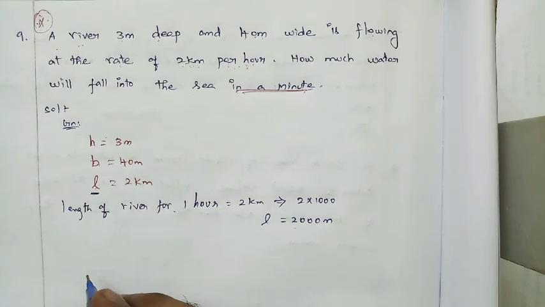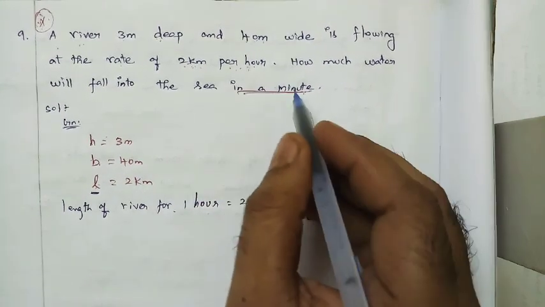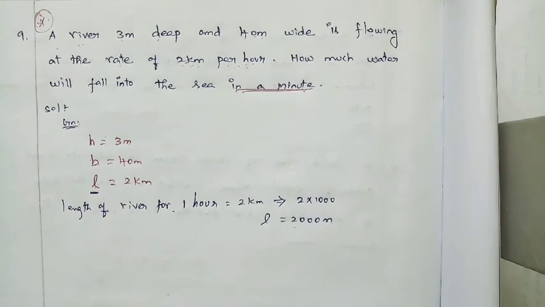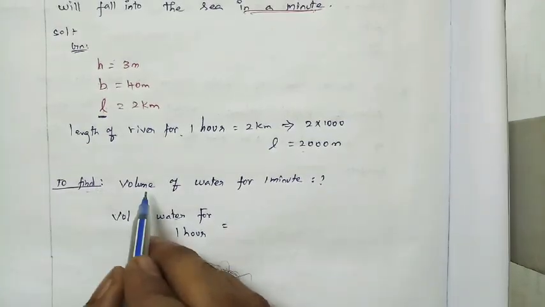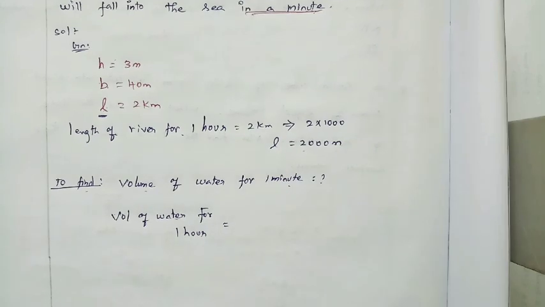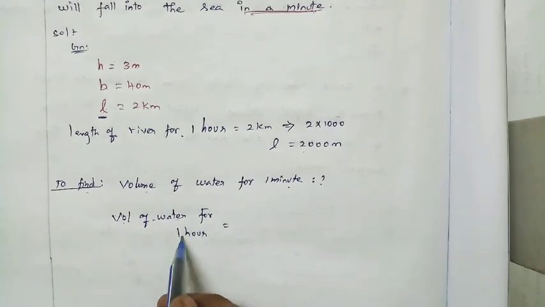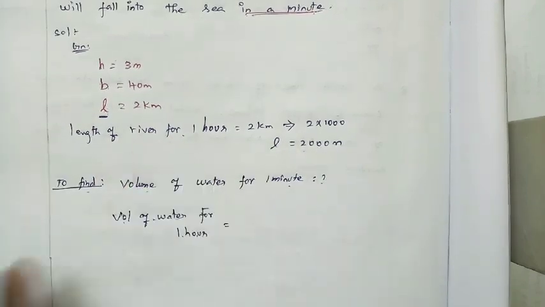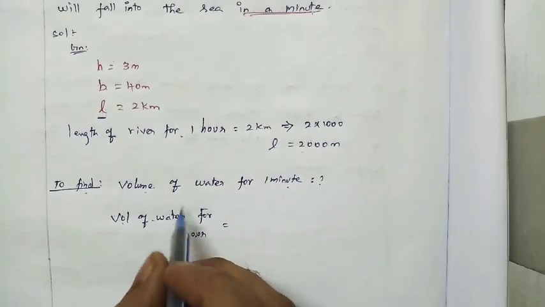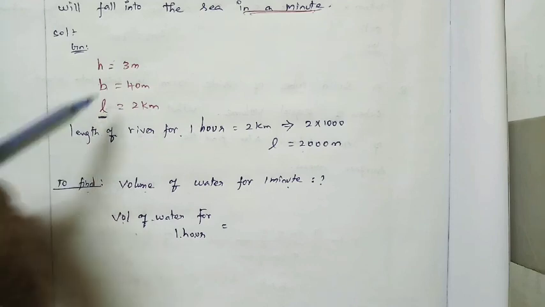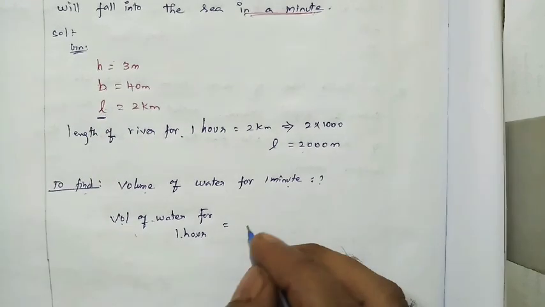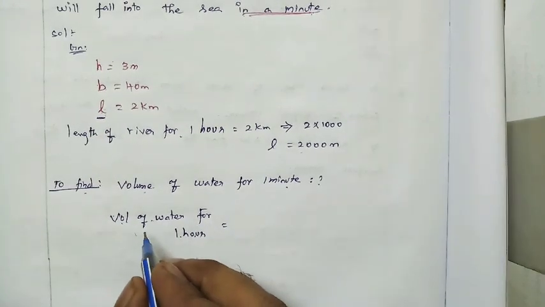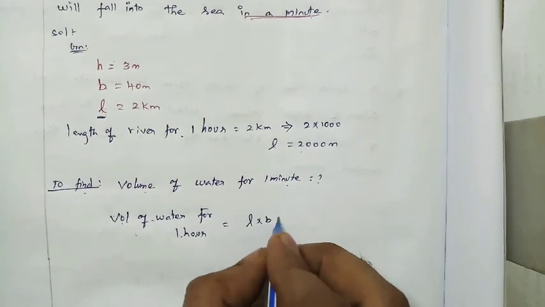Now what do we want to find? The volume of water for 1 minute. But now I am going to find the volume of water for 1 hour, because we know the length is for 1 hour only. What is the formula for the volume of a cuboid? What is the shape of the river? Cuboidal shape. So the volume of a cuboid is length into breadth into height, L into B into H.